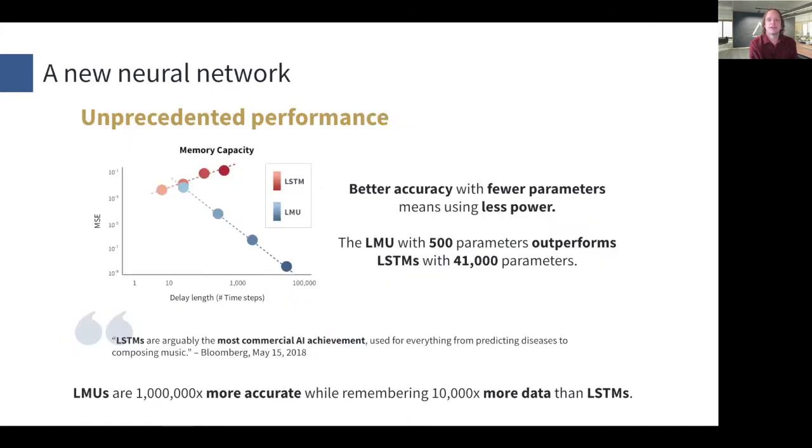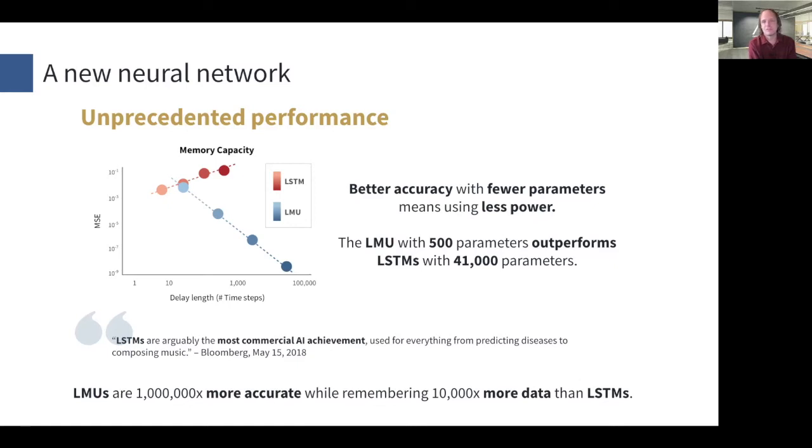So here we're comparing an LMU to that workhorse of AI, especially for recurrent networks processing time-varying data, the LSTM, or long short-term memory. As you can see, especially for long delays, the LMU is far superior to an LSTM, being about 1 million times more accurate while remembering 10,000 times more data. And furthermore, it has about 80 times fewer parameters.